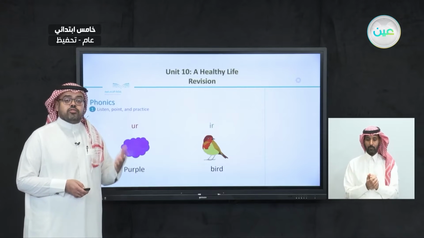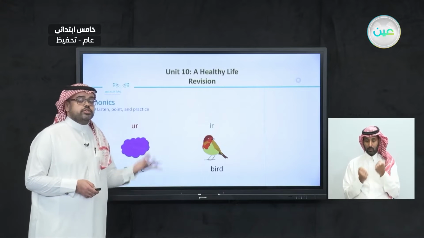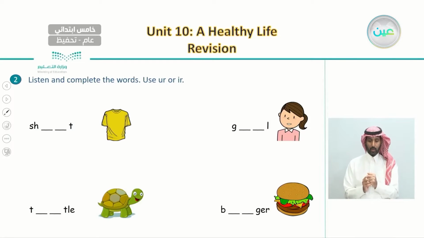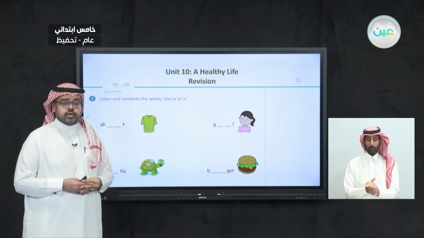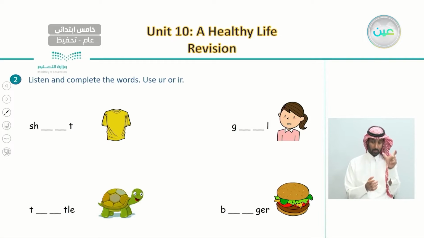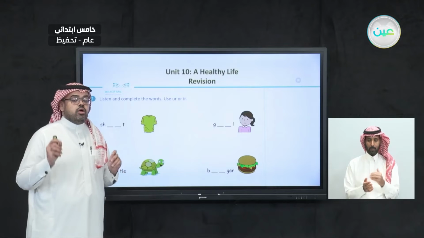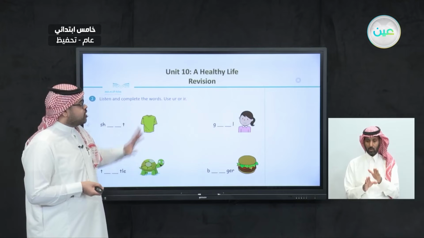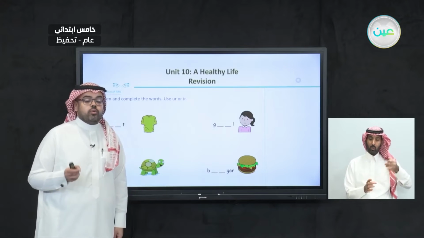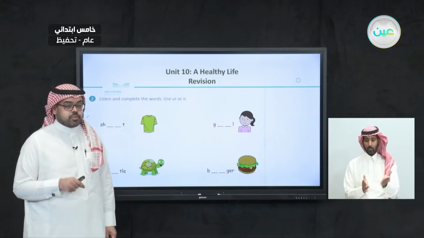Purple and bird, these are two words that have the UR and IR letters that we're going to practice today. So last time we did practice these words and also we did answer this question, where we did listen to the words and we completed them using UR and IR. So let's try it and do it again. Here what you're going to do is that I'm going to point to a word and say how we write this word. And then you need to figure out whether you need to complete it with UR or with IR. So let's practice.